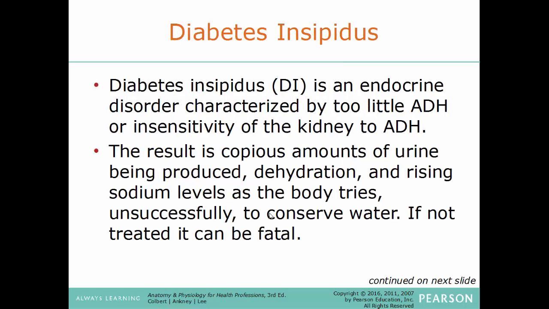Diabetes insipidus. DI is an endocrine disorder characterized by having too little ADH, or an insensitivity of the kidney to ADH. So even though the word diabetes is included in the title of the condition, it's not really related to blood sugar or pancreas. The result of having DI is producing very large amounts of urine. You're urinating all the time, and every time you go, you're urinating out a large volume.